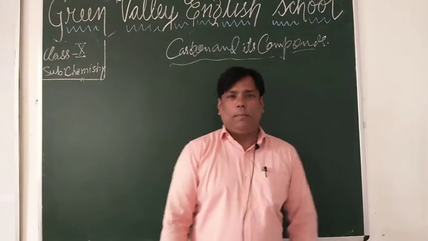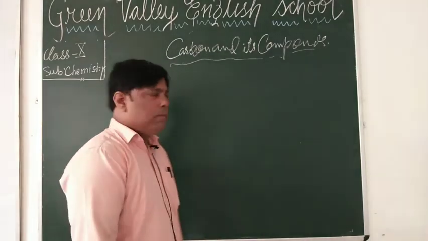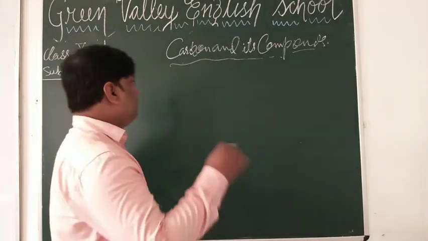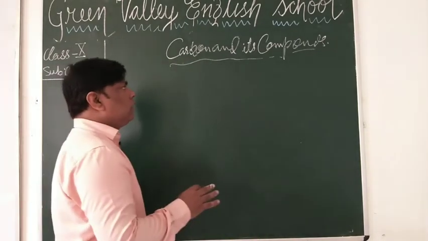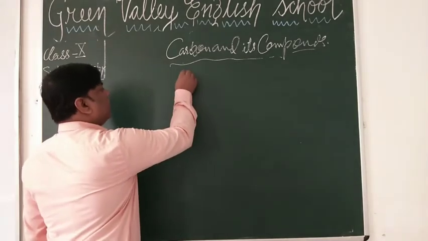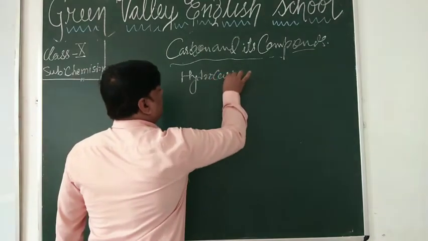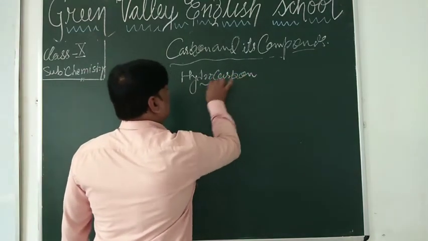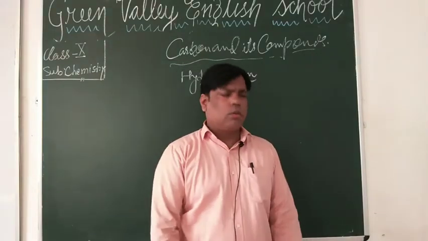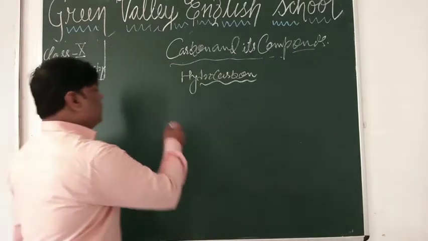So today our topic is bonding, right? Which type of bonding is in carbon atoms? Carbon and its compounds, that is our hydrocarbon. Hydrocarbon, what do you mean by hydrocarbon? Hydrocarbon means a combination of carbon and hydrogen, right?